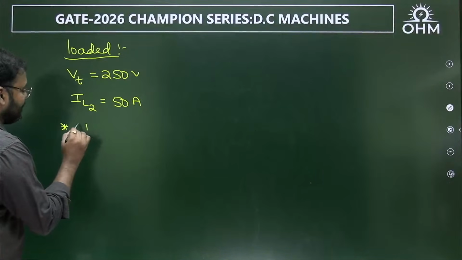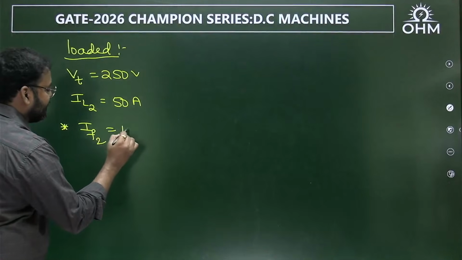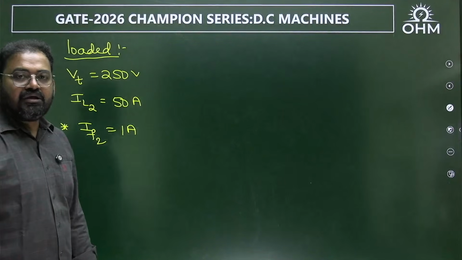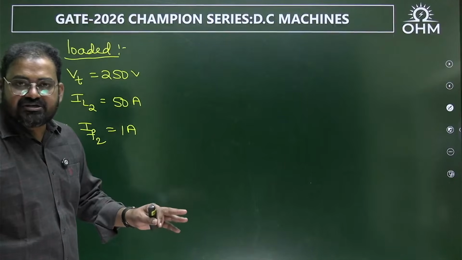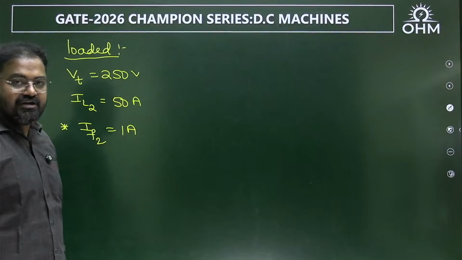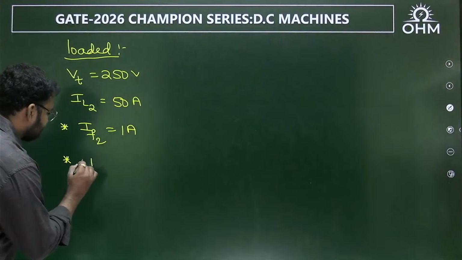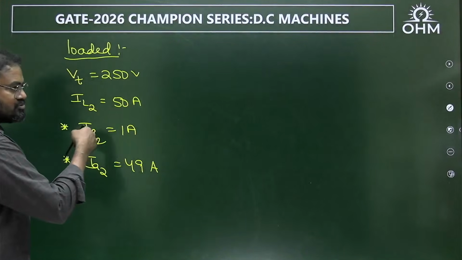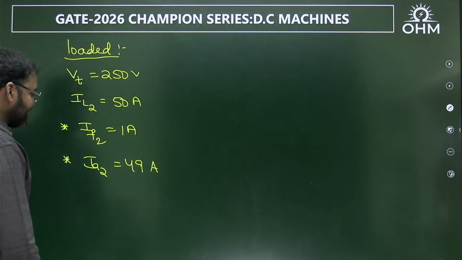Out of that, how much will go to the field? 1 ampere will go. Field current does not change. Why? It's a shunt motor. In a shunt motor, field current will be constant unless you add some extra resistance in field. So no change in field current. Then how much will go to armature? 49 ampere will go to armature, correct? Out of 50, 1 goes to field, remaining current 49 will go to armature.